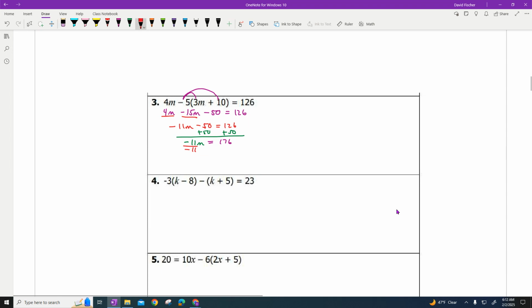Alright, so I'm going to divide both sides by a negative 11. Back to these rules that you should kind of put in your head. Positive divided by negative is a negative. And 176 divided by 11. I'm getting negative 16.